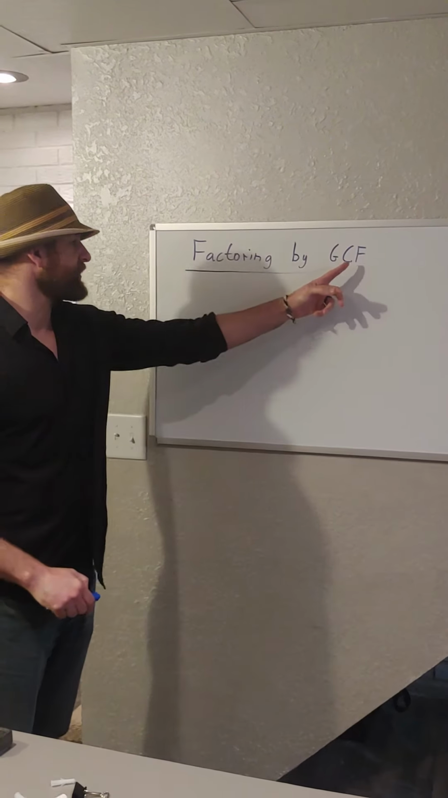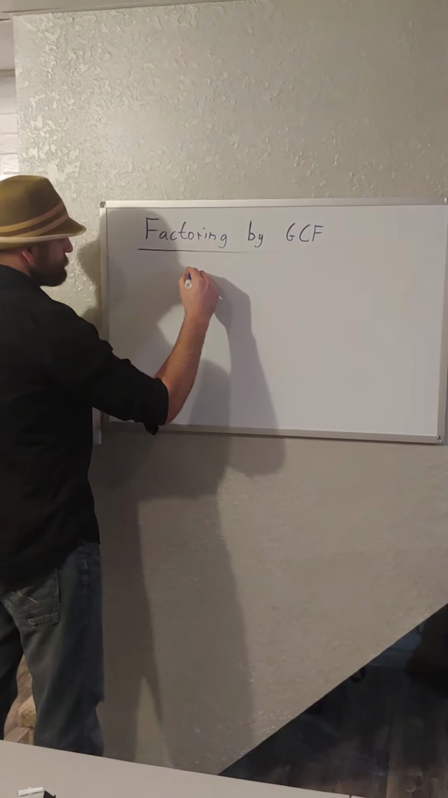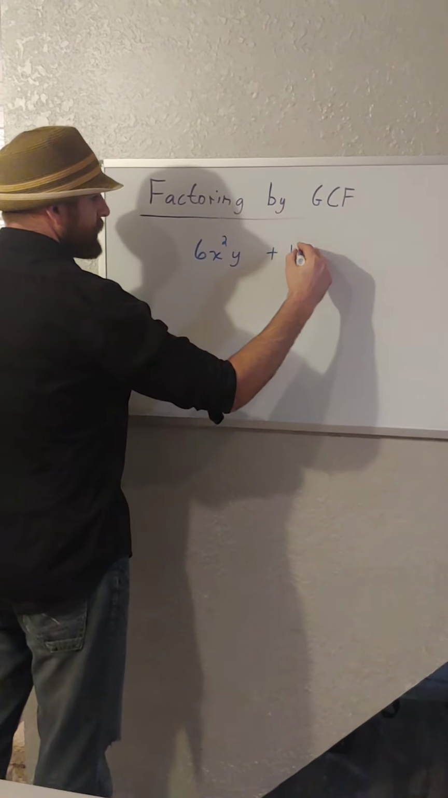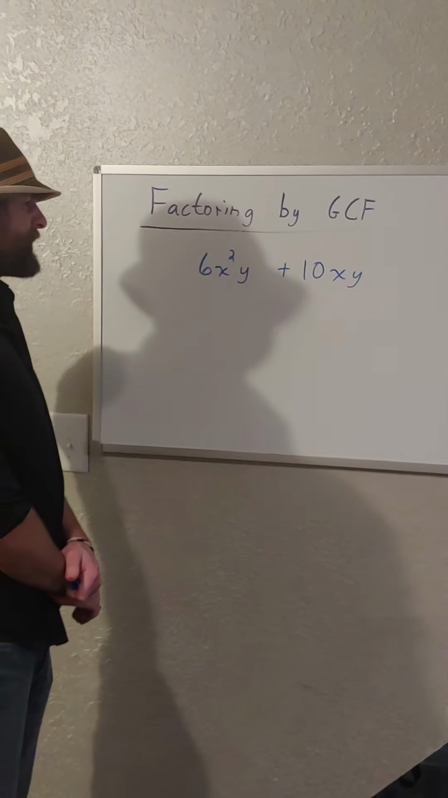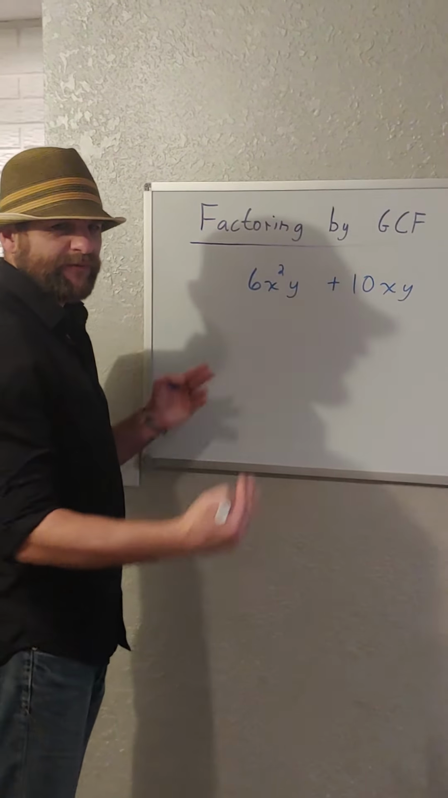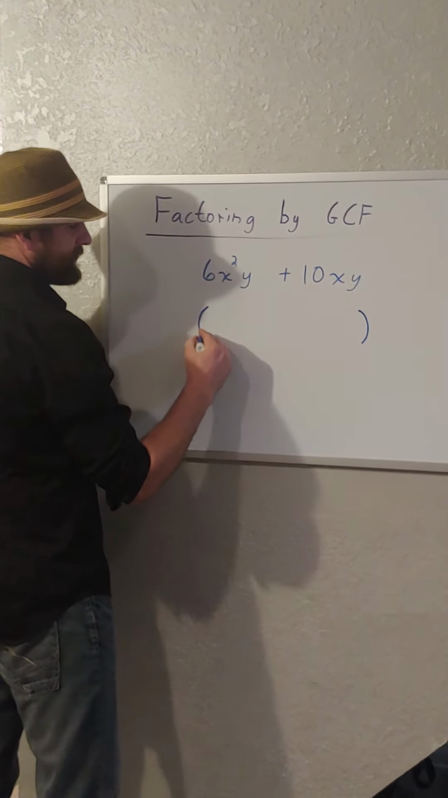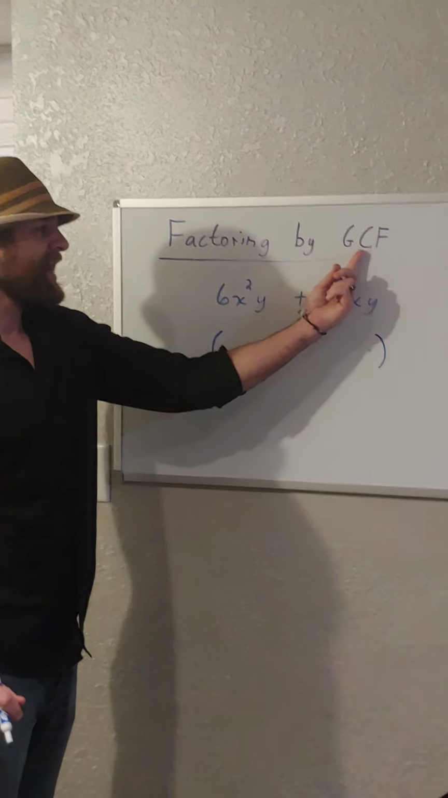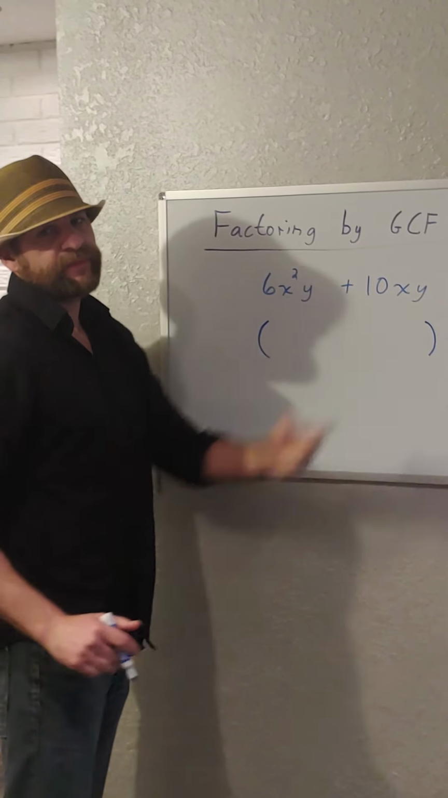Alright, today we're going to learn about factoring by GCF, greatest common factor. Let's say we got something like this. Okay, so factoring is basically doing the distributive property in reverse. So that implies that when we factor, we're going to have a set of parentheses. And greatest common factor implies that we're going to find out what this one and this one have in common.